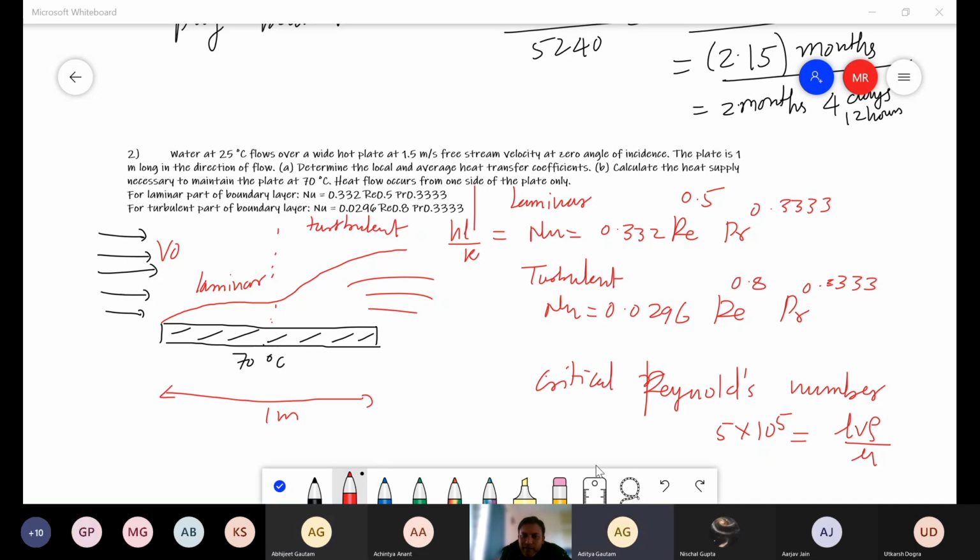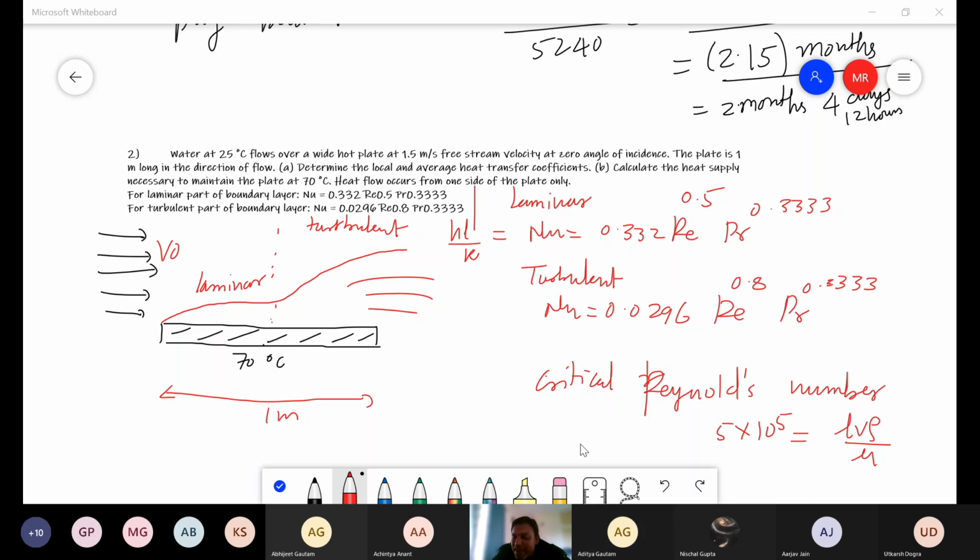Sir, how did we find this critical Reynolds number? I mean, is it from the book? Okay, so remember, these correlations are given from experimental data. When we have a pipe flow, we say that the flow is laminar when the Reynolds number is less than 2100, isn't it? That's what you might have studied in fluid mechanics or transport phenomena.